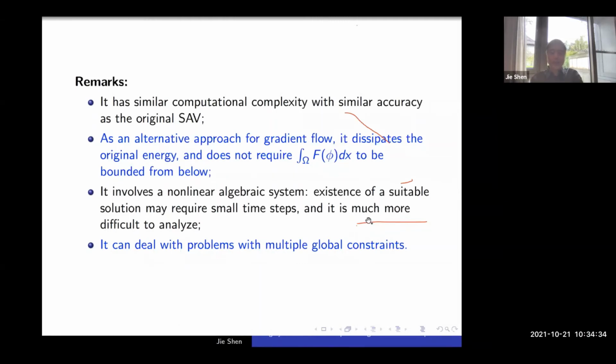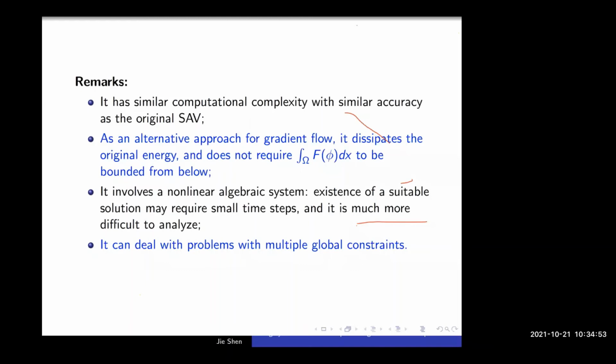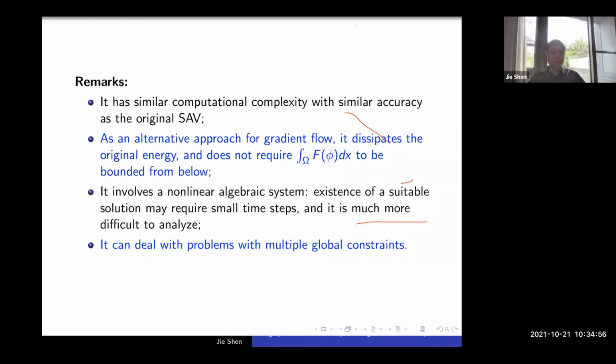And also it is a little bit more difficult to analyze. But the idea is quite general. It can be applied to a problem with many global constraints. So if you have a problem, for example, a Hamiltonian system, where you want to enforce multiple Hamiltonians, not many schemes can do that. This is one of the schemes which can enforce as many Hamiltonians as you like.